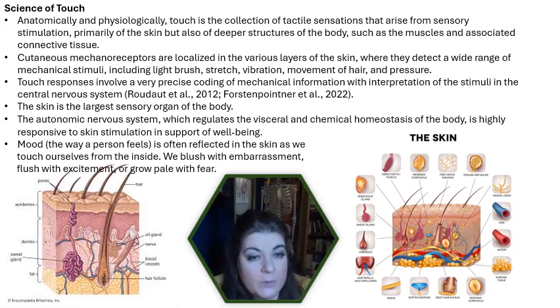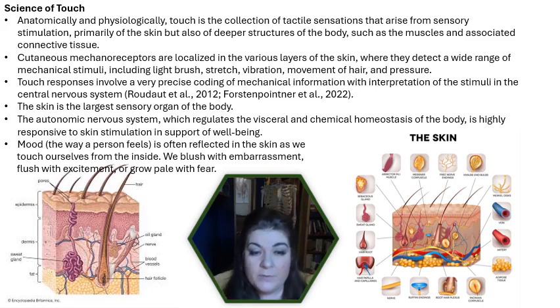All right. There are cutaneous mechanoreceptors, usually located in the dermis, but in different layers, where they detect a wide range of mechanical stimuli, including brush, stretch, vibration, movement of hair, pressure, and there are even thermoreceptors. All right. So, touch response involves a very precise coding of the mechanical information that is then interpreted by the sensory neurons as they send it back up into the central nervous system, okay, for it to sort of say, hey, what is this touch doing to me? What is happening with this?